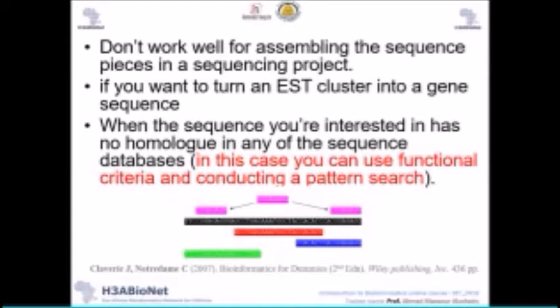Number three is when the sequence you are interested in has no homologue in the sequence database. In this case also multiple sequence alignment will not help. So in this case, only in this case, you can use functional criteria and conduct a pattern search. It may help you in a situation like this.